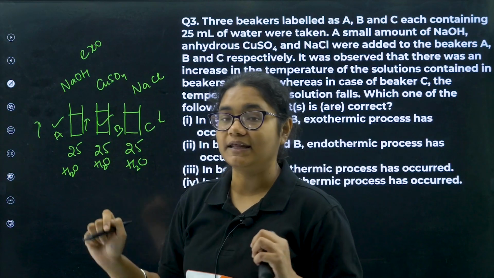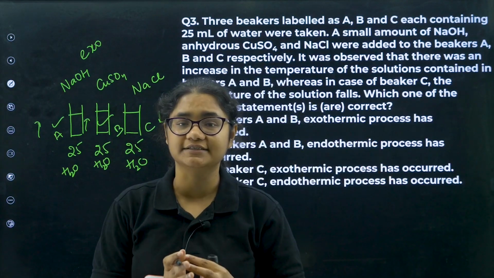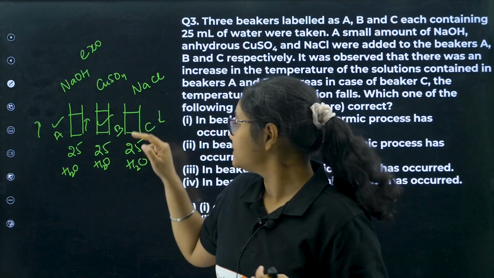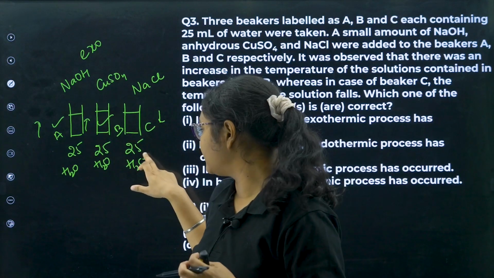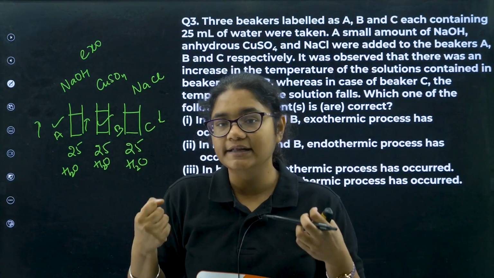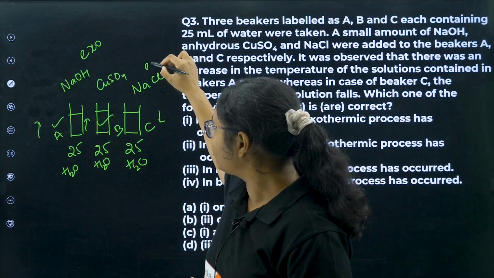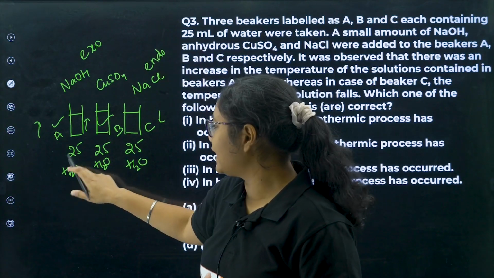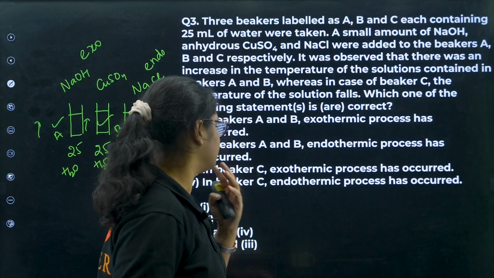Now here what will happen in C? Temperature has decreased. Temperature has decreased means this NaCl, when water has reacted, it has absorbed the heat, right? So if the heat is absorbed, then we call it an endothermic reaction. So A and B will be exothermic and C will be endothermic.